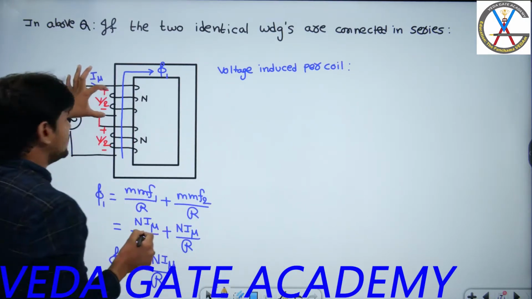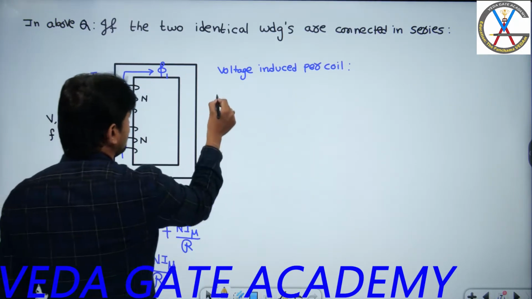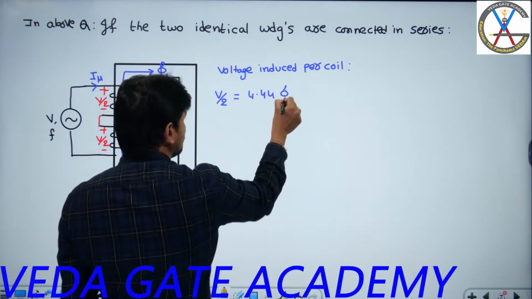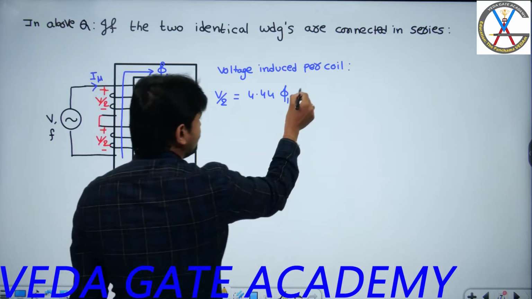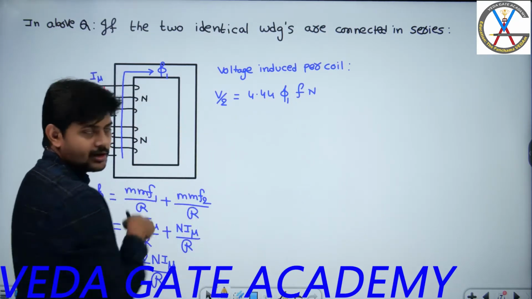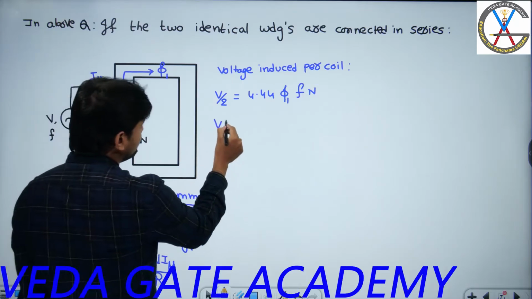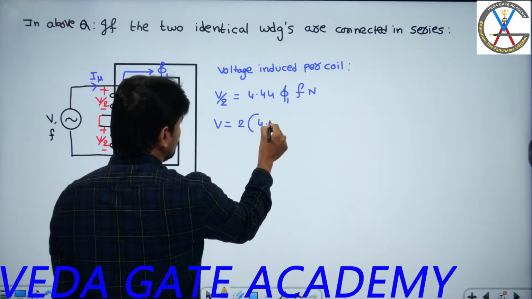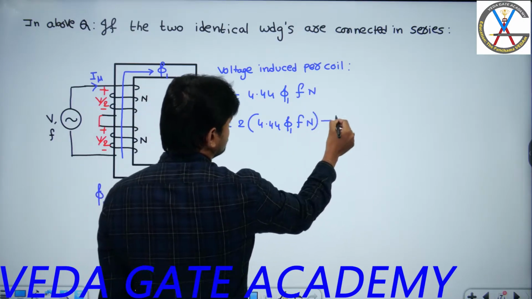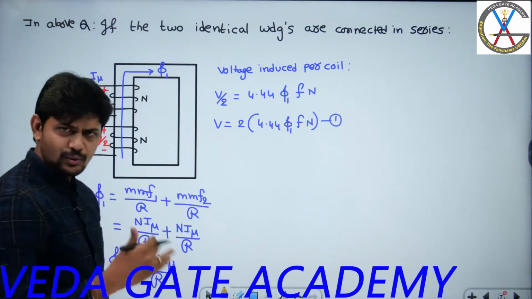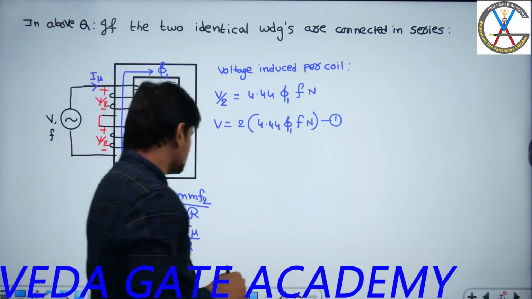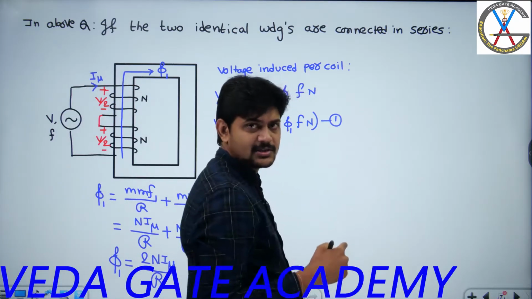Now can you tell me how much voltage is induced across this particular coil, V by 2, and what formula you are going to get? 4.44 into the flux linking, frequency, and number of turns. So this is the voltage per coil, V by 2. From here I get V equal to 2 times 4.44 phi 1 F into the number of turns. Let us assume this is equation 1. We are doing the same process. Now I will remove this one winding, so the diagram will remain the same as the previous one.